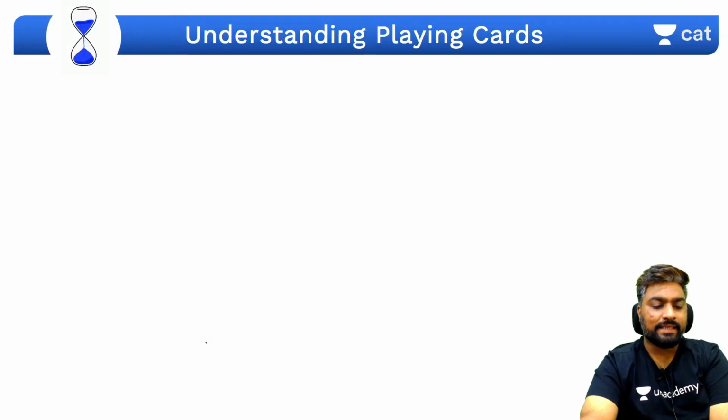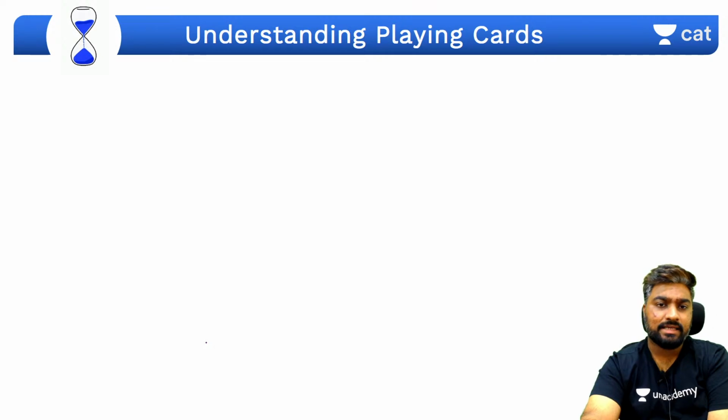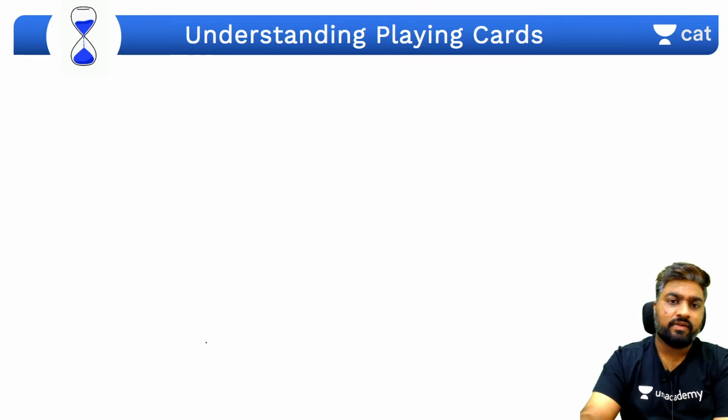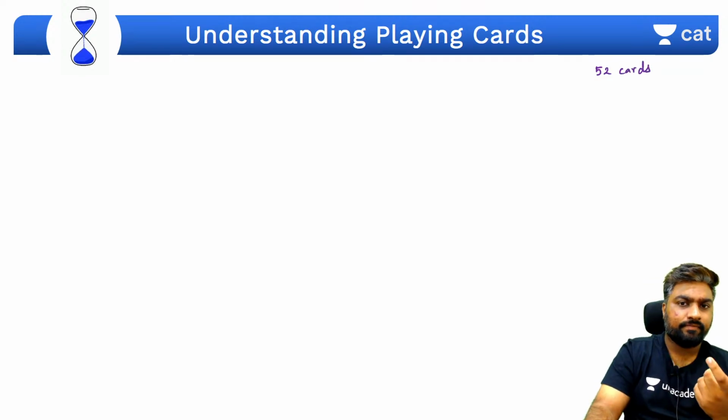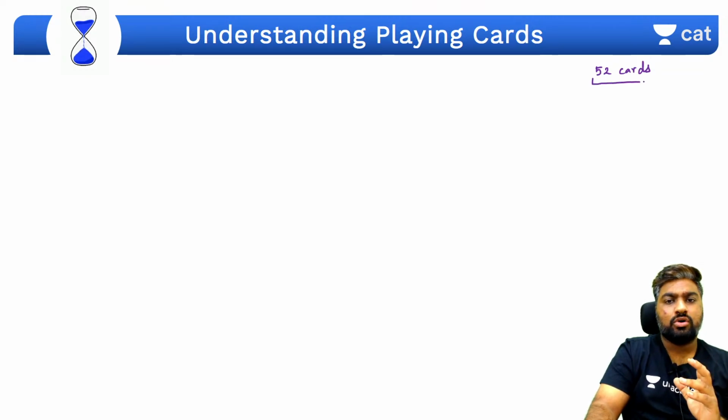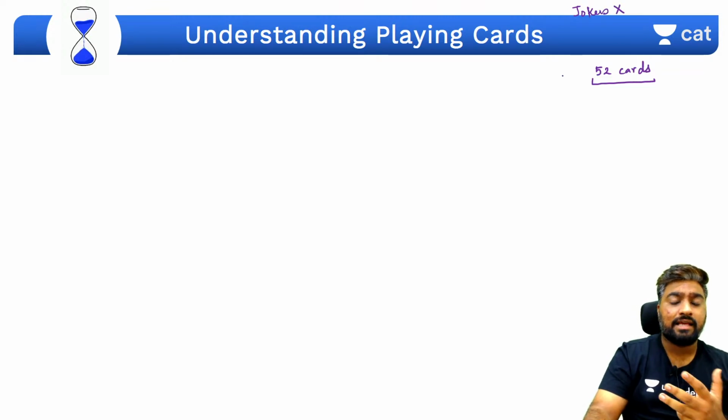Okay, so let's quickly start understanding playing cards and how they work. Yes, so we've seen this already, that there are 52 cards in a deck, right? A pack of cards is called a deck. It has 52 cards. Jokers not included. Jokers are never included unless and until they tell you that there are 2 jokers, 3 jokers in the deck, then you will add them, otherwise you will not, right?